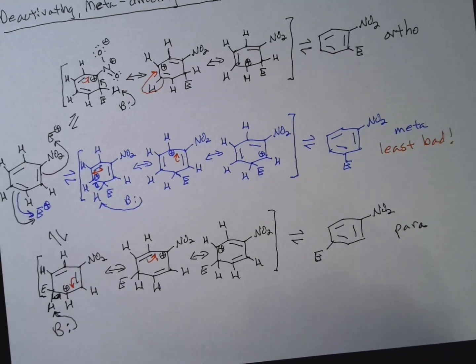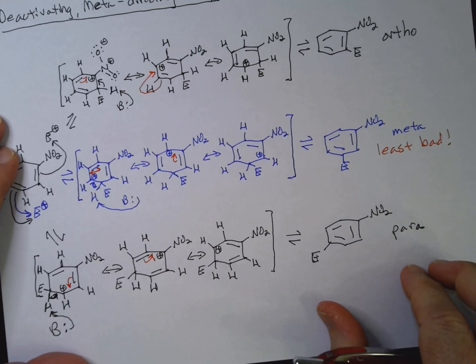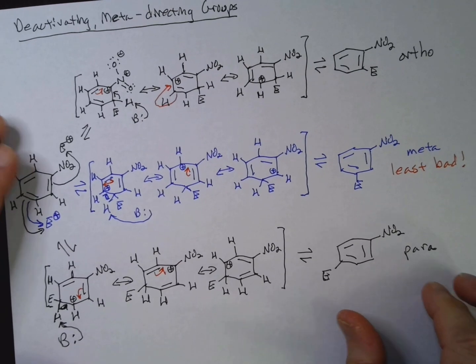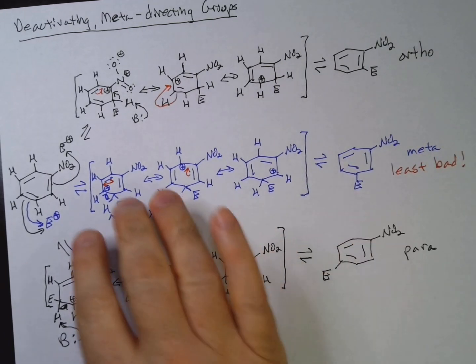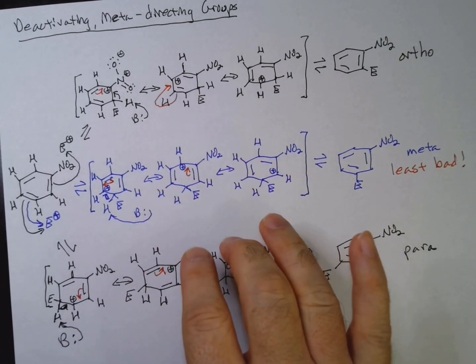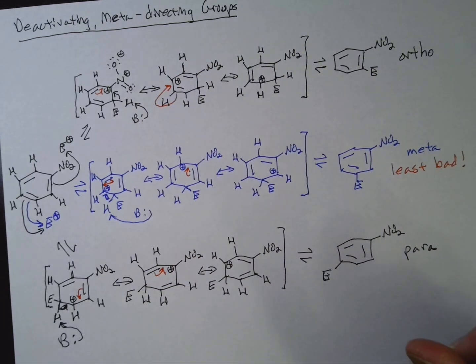And that's why we get the meta product. So the reaction is still deactivated. It still proceeds, 100,000 times slower, for example. But the meta product is less bad. Making the meta product involves going through an intermediate that's less bad than making the ortho and para products.